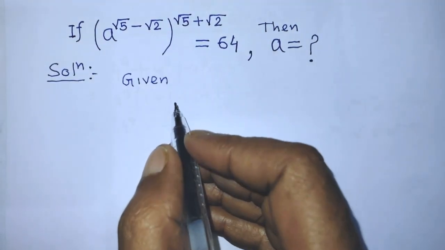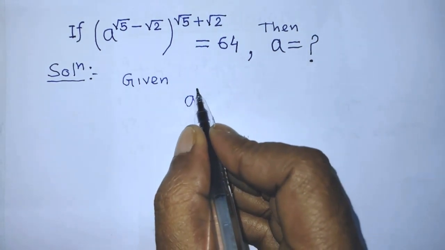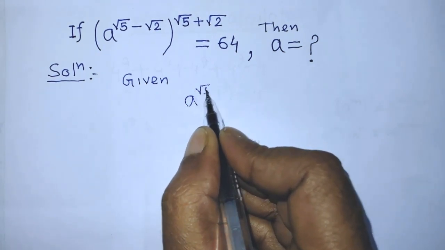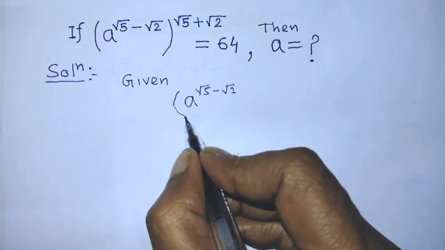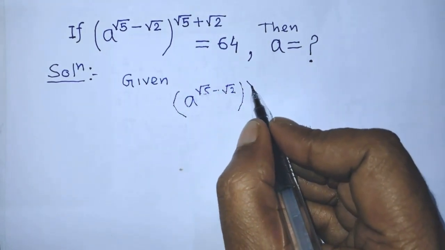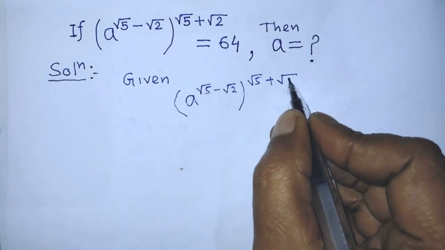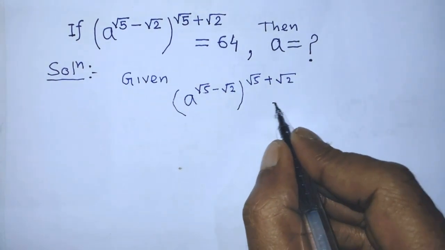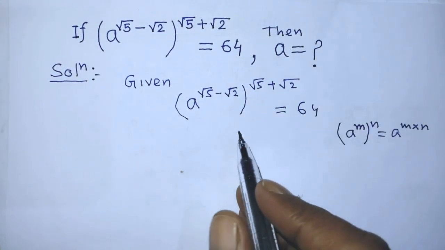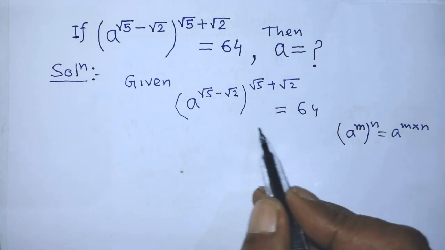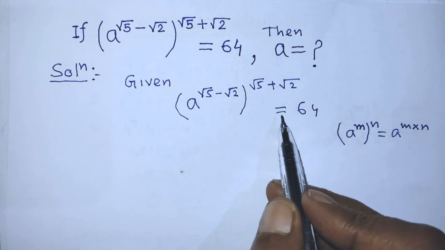So my dear student, our given algebraic equation is (a^(√5 − √2))^(√5 + √2) is equal to 64. So student, to find the value of a from this equation, first of all we have to simplify the left hand side of this equation.